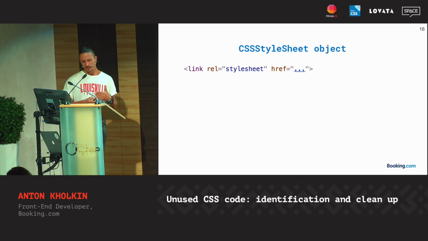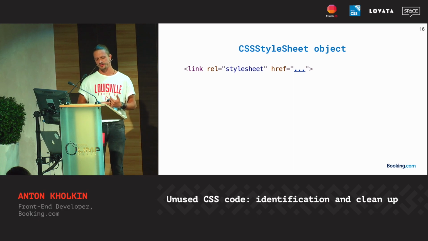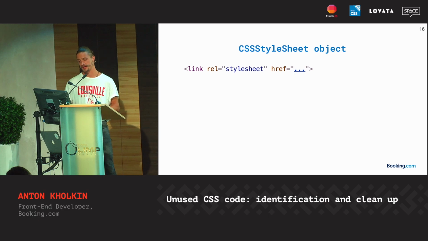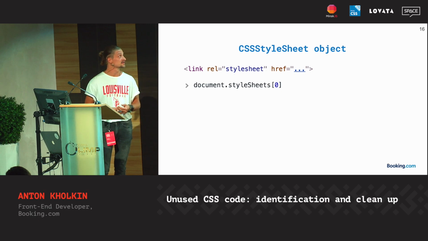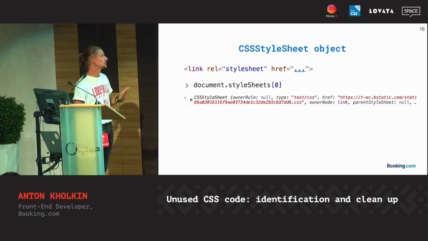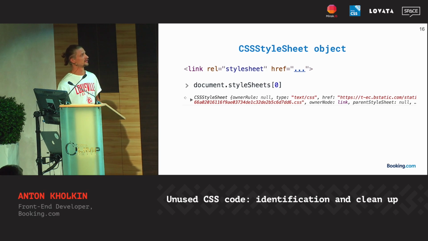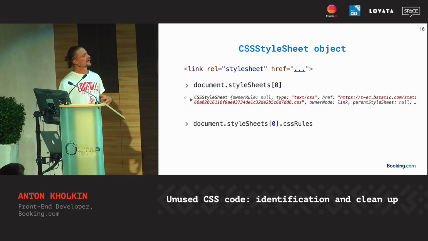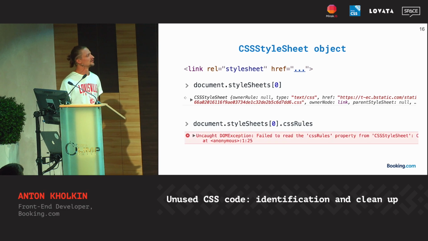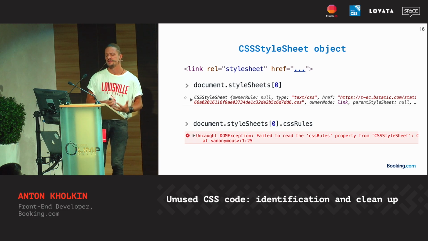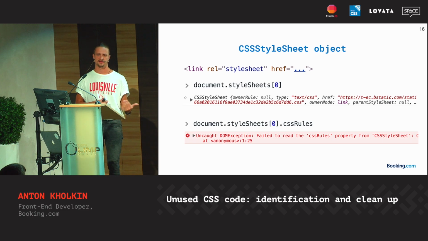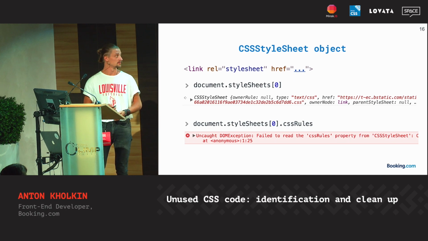So every external style sheet is linked via a link tag. And in JavaScript, actually, it's accessible. So you can access the CSS object model like this. And you can get a pretty nice object here. But if you try to access the rules of this style sheet, you will get this error. And this error is because usually we have our assets, CSS and JS assets, hosted on a different domain. And accessing the CSS object model is under cross-origin restriction.